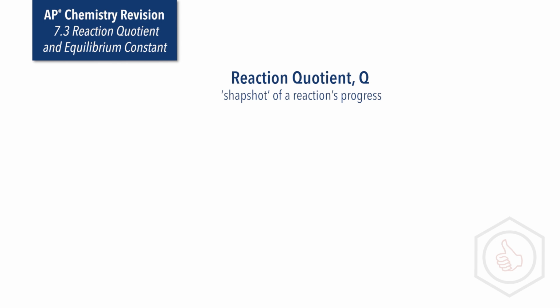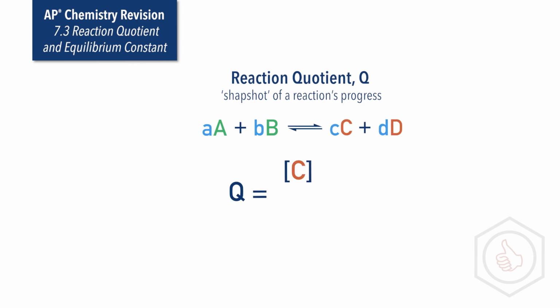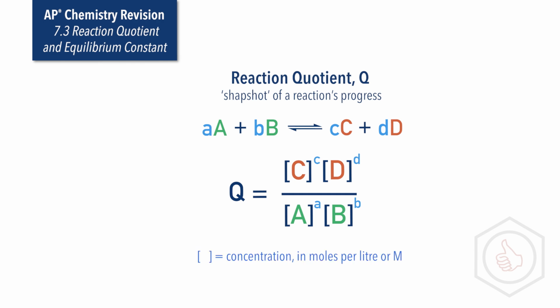For the general reaction A plus B going to form C plus D, the expression for Q, the reaction quotient, would be the concentration of C raised to its molar ratio in the equation, times the concentration of D raised to its molar ratio, divided by the concentration of A raised to its molar ratio times the concentration of B raised to its molar ratio. So it's basically a way of expressing the ratio of products in the mixture compared to the concentration of reactants in the mixture. Note in these expressions, the square brackets mean concentration in moles per litre, or molarity, M.